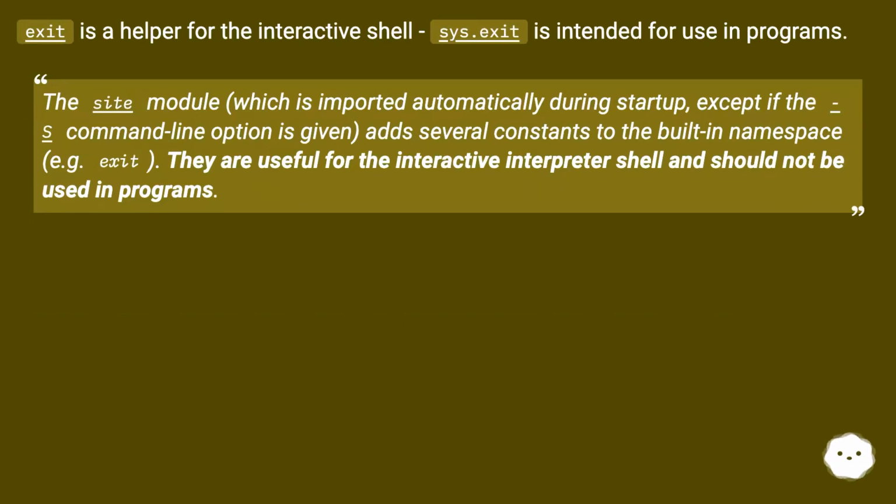exit is a helper for the interactive shell. sys.exit is intended for use in programs. The site module, which is imported automatically during startup, except if the -S command line option is given, adds several constants to the built-in namespace, for example exit. They are useful for the interactive interpreter shell and should not be used in programs.